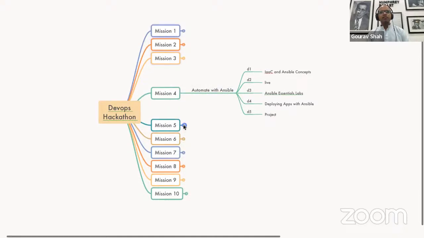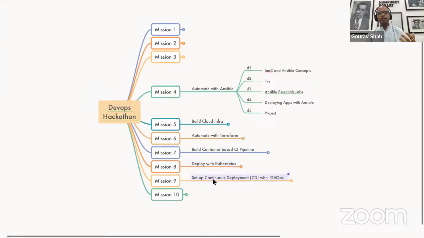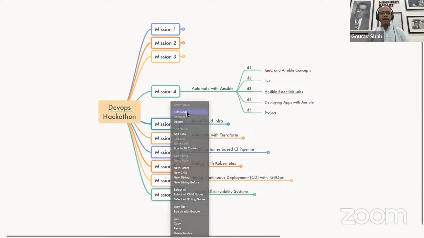Let me also brief you about what comes up next. Next week, we take up building cloud infrastructure on AWS, then automate it with Terraform, and build a continuous integration pipeline with Docker and Jenkins integrated. That's when you'll learn how to build container images integrated with Jenkins. Then you will deploy the application using the images built here with Kubernetes. And then you set up an automated process to deploy it on Kubernetes using Argo CD, that's GitOps. And then finally, set up the observability system. That completes all the missions which are part of the hackathon.